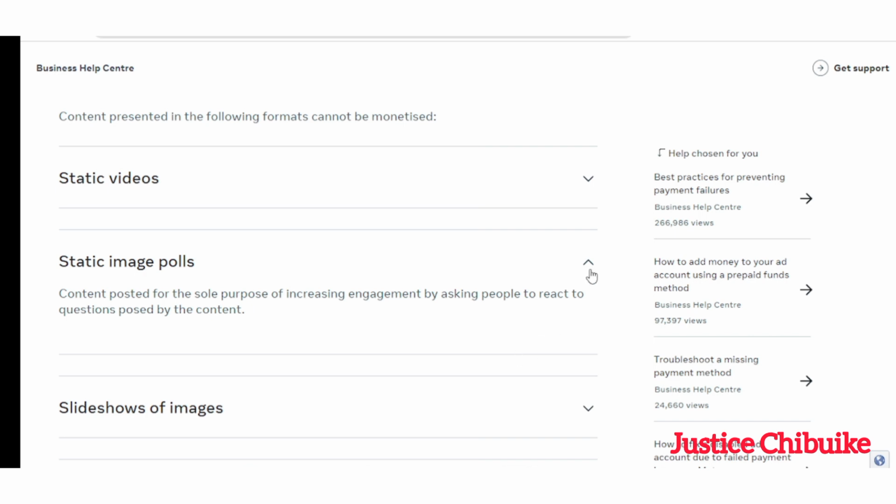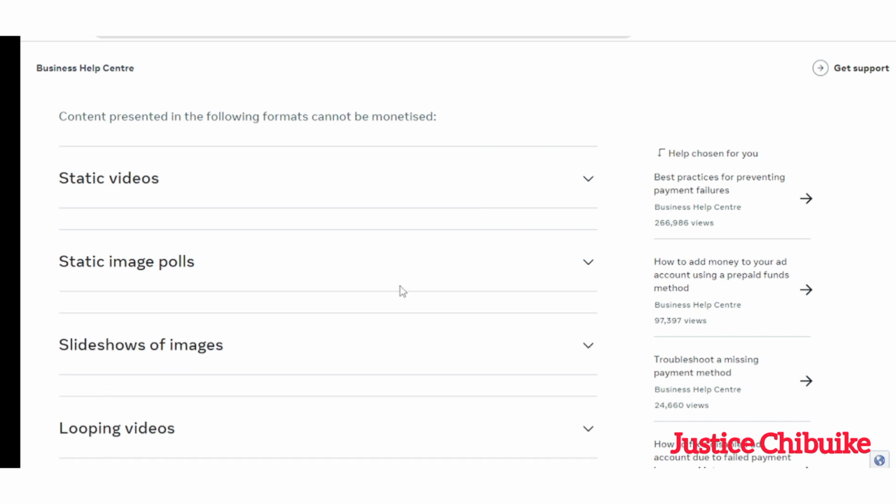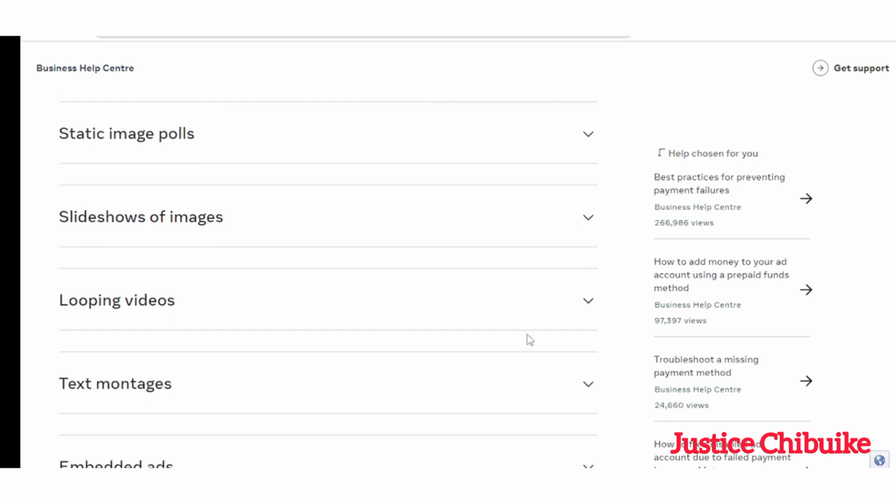Let me give a typical example. Let's use Messi and Ronaldo for instance. People say if Ronaldo is the greatest of all time in football, use the like button. If Messi is the greatest of all time, leave a comment in the comment section. This kind of content cannot be monetized on Facebook. Here they say slideshow of images. Some people compile images, put them in a slideshow and post it as a video. This kind of slideshow cannot be monetized on Facebook.